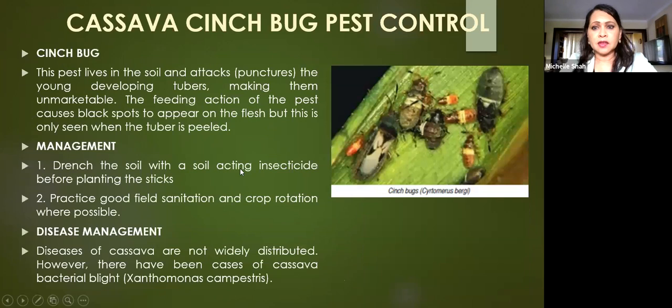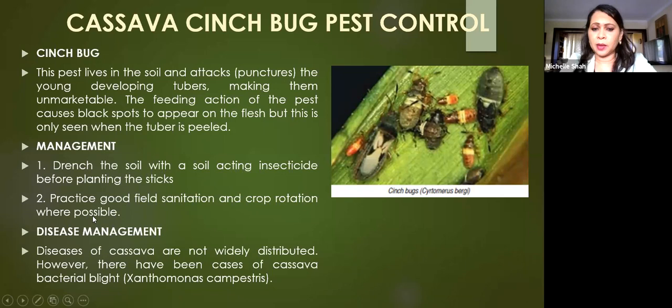The cinch bug pest control. The pest lives in the soil and attacks and punctures the young developing tubers, making them unmarketable. The feeding action of the cinch bug causes black spots to appear on the flesh, but this is only seen when the tuber is peeled. For management, you drench the soil with a soil acting insecticide before planting the sticks. Practice good field sanitation and crop rotation where possible.